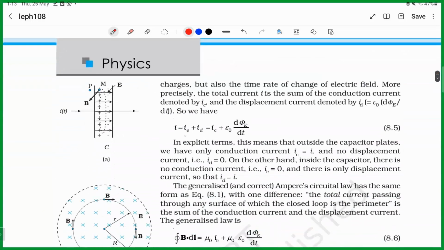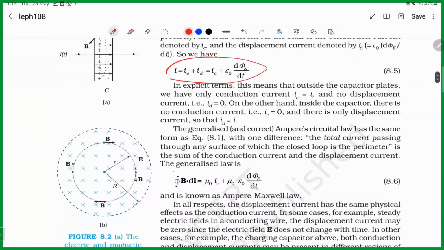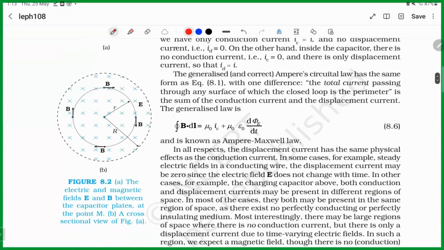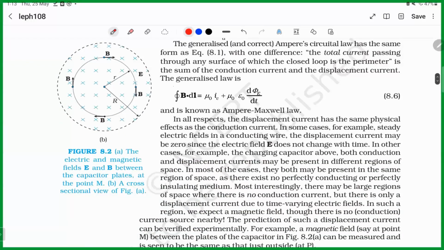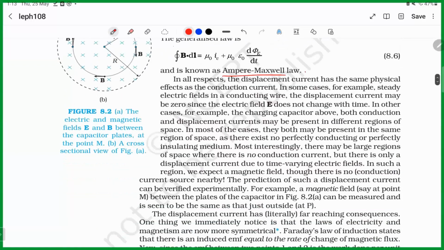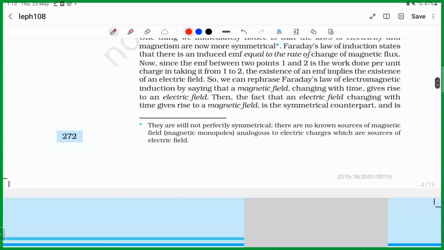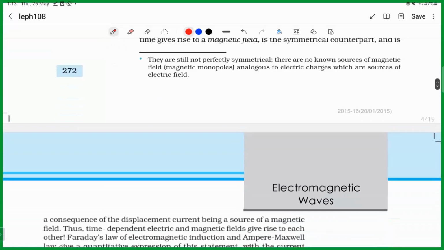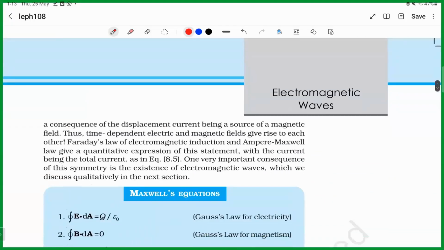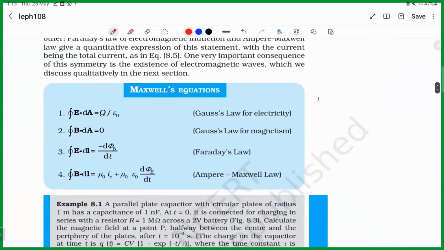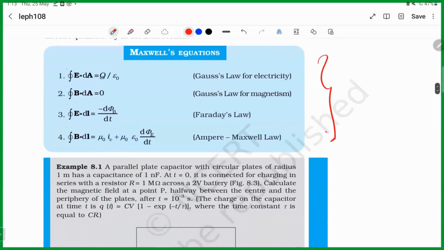So finally, you have the extra factor epsilon d phi E by dt added, which will give you the corrected Ampere's Maxwell law here. Now this basically makes the laws of electrodynamics more symmetrical between electricity and magnetism. So these are the four Maxwell's equations. They are quite important. These laws constitute Maxwell's equations together.